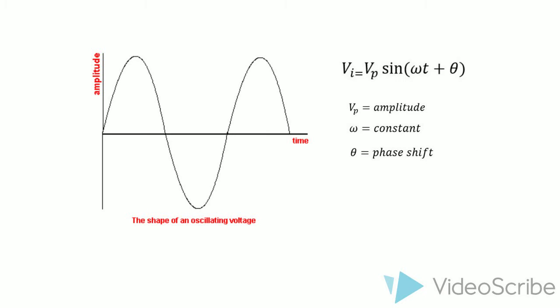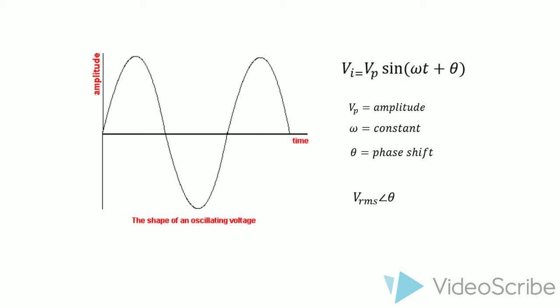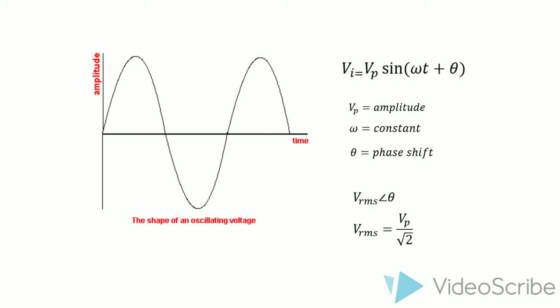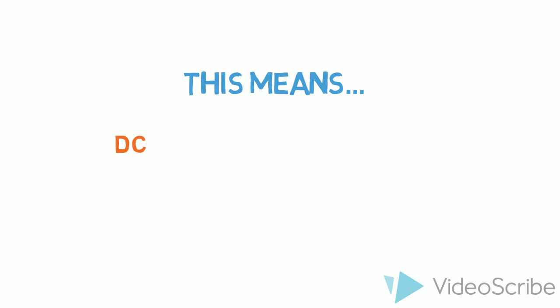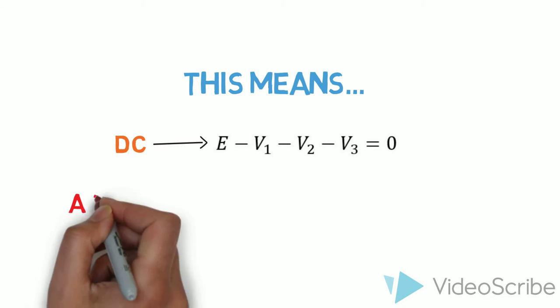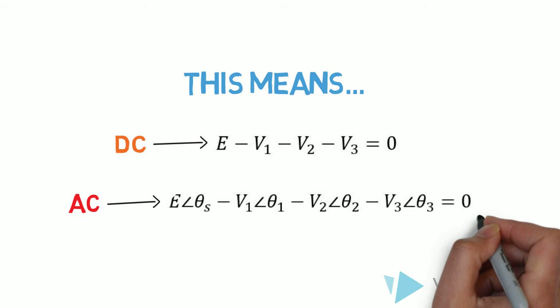A problem arises when we try to use Vp in our formulas, as it cannot be used, so we need to use the vector Vrms, which has an angle of theta attached to it. Vrms can be found using the formula Vp over root 2. This means that while the application of KVL in DC looks like this, the application in AC is very similar, but with an angle attached to each voltage value.